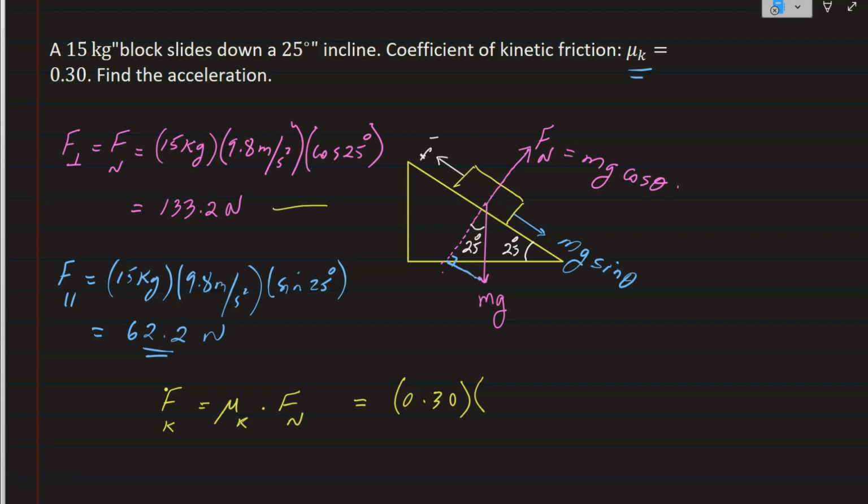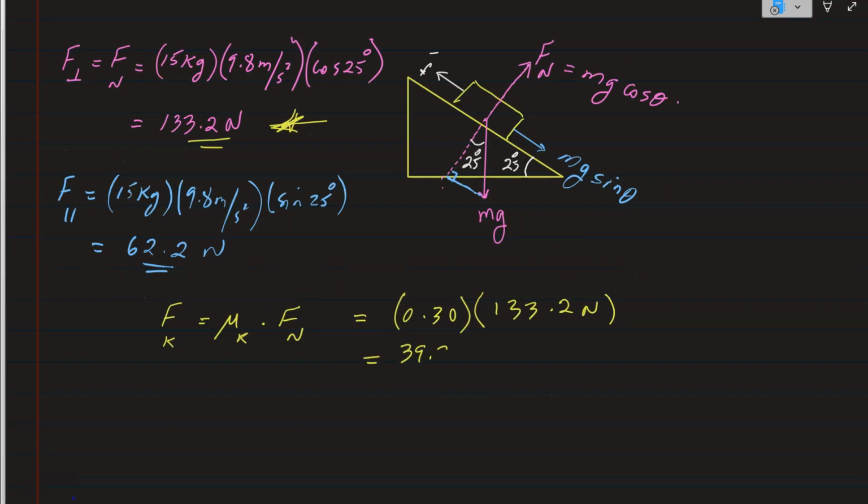And F normal, we just calculated. That's F perpendicular right there. That's 133.2 Newton. When you multiply them together, you'll get 39.96 Newton. That's your force of kinetic friction.